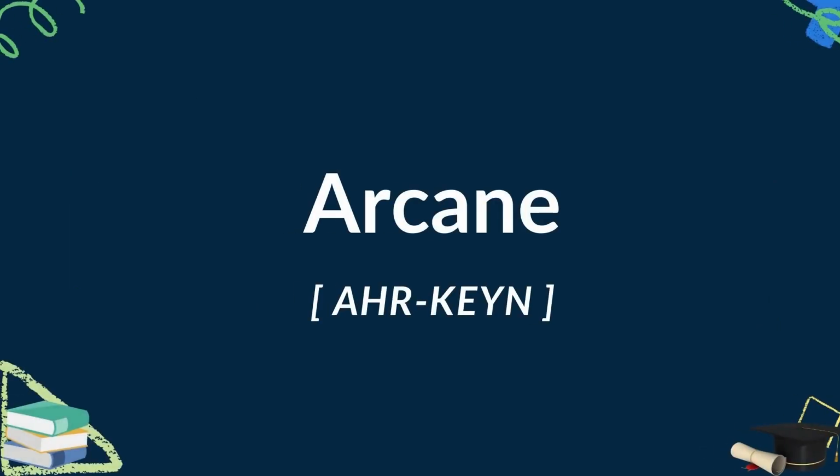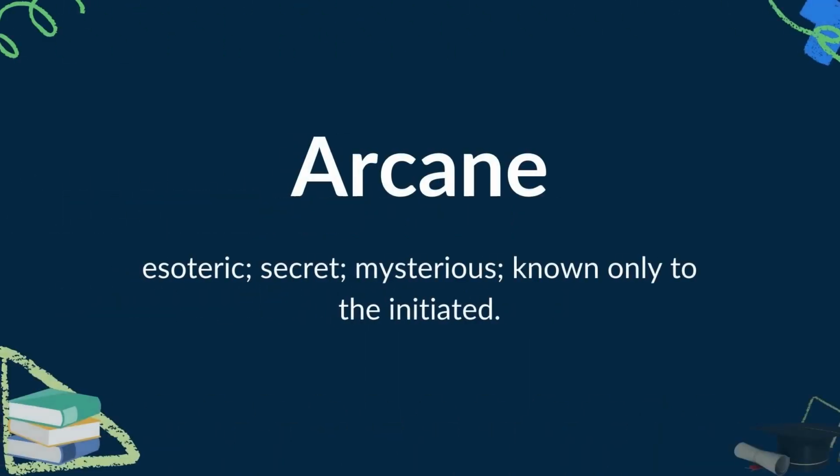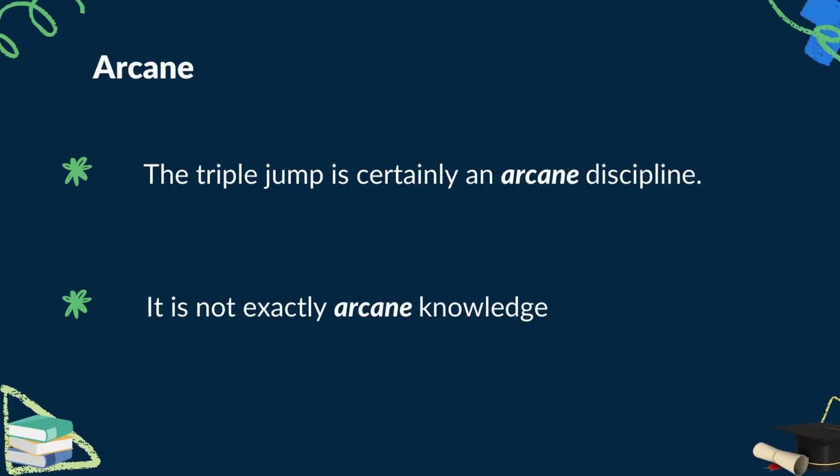The next word is arcane. A-R-C-A-N-E. Arcane. Arcane means esoteric, secret, mysterious, known only to the initiated. Here are some ways you can use the word in a sentence. 1. The triple jump is certainly an arcane discipline. 2. It is not exactly arcane knowledge.